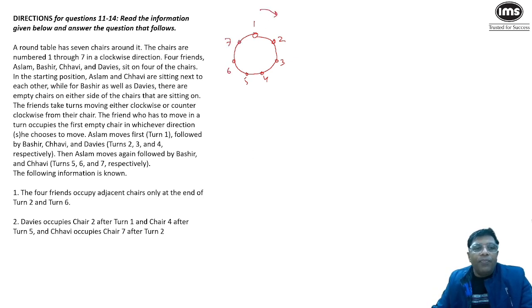4 friends, Aslam, Bashir, Chavi and Devis sit on 4 of the chairs in the starting position. So I think these 4 people are occupying 4 out of these 7 chairs. In the starting position, A and C are sitting next to each other. So there are 2 possibilities, A, C and C, A. While for Bashir as well as Devis, there are empty chairs on either side of the chair they are sitting on. So next to B, both the chairs are empty. No one is sitting. And next to D, again, both the chairs are empty.